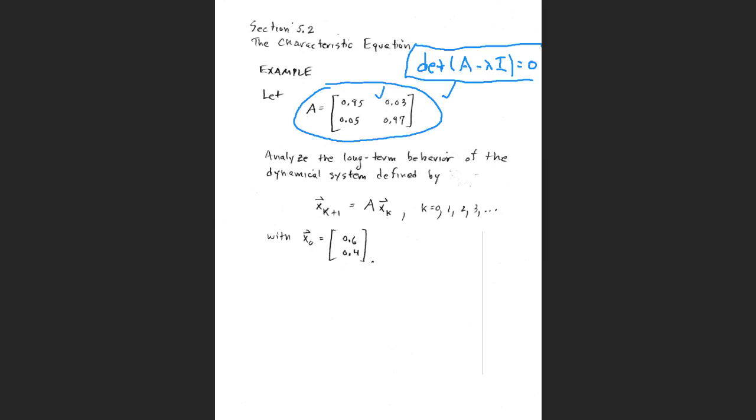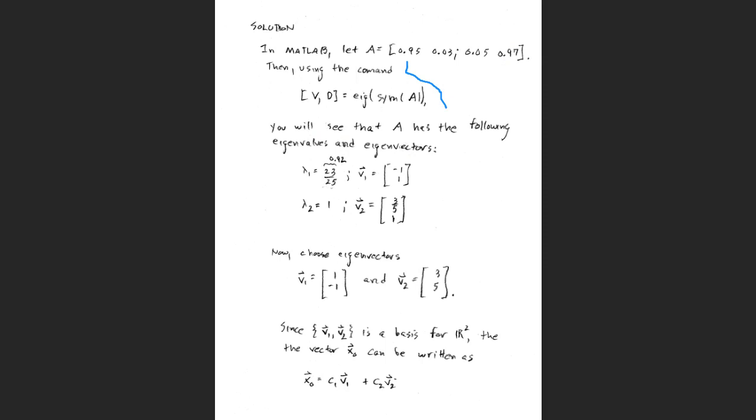Now, example 5 in the book actually works it out by hand, and that's okay. But for a somewhat complicated matrix like this, where we don't have nice numbers, we can use MATLAB to help us. MATLAB can help us get the eigenvalues and some eigenvectors. The command that we're going to use here is this command right here.